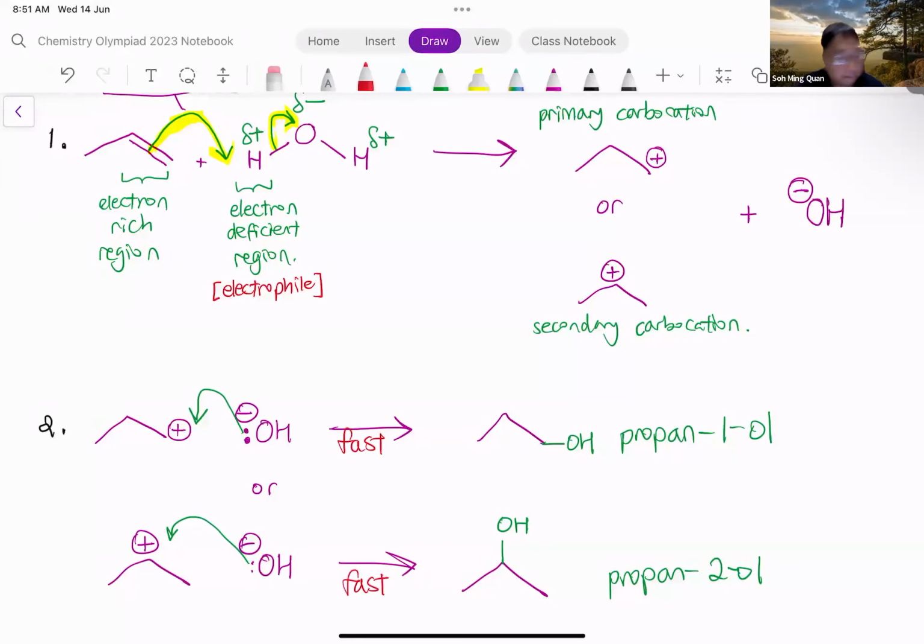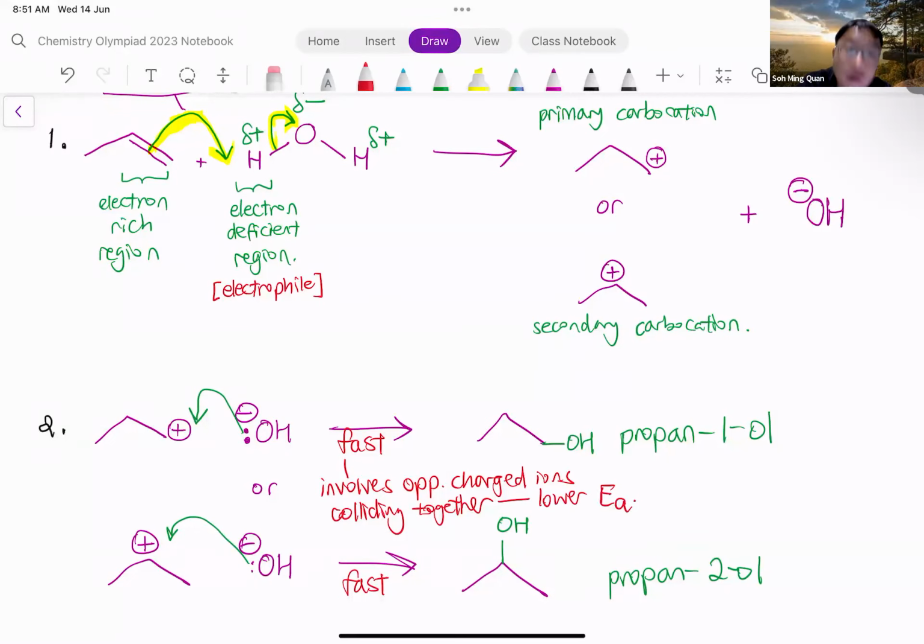It is very fast because it involves oppositely charged ions colliding together. Oppositely charged ions already attract each other. So for them to collide together and react is really not difficult. This attraction will allow the oppositely charged ions to collide together readily. Therefore, it has a lower activation energy for sure. So the second step, where the positive carbocation reacts with the OH minus ions, is very fast because it has a very low Ea.